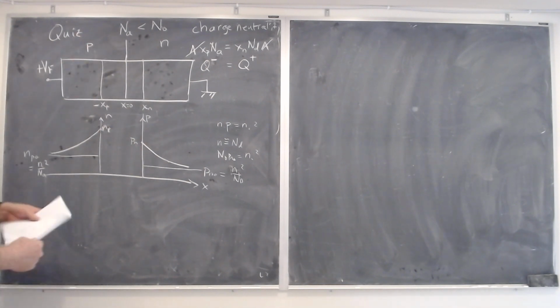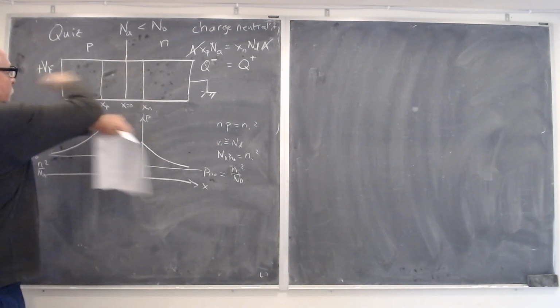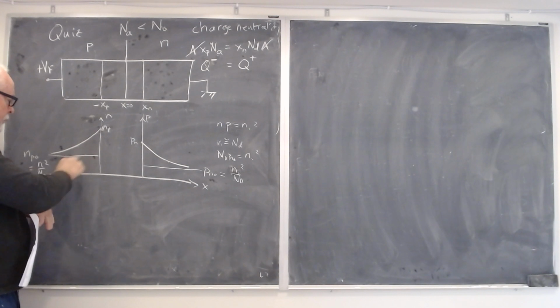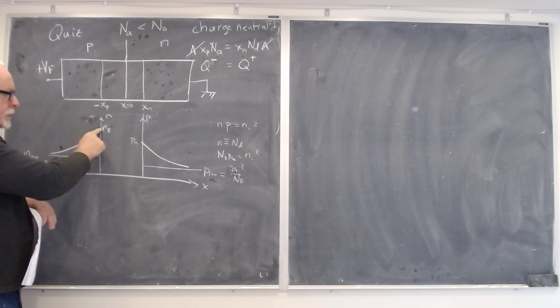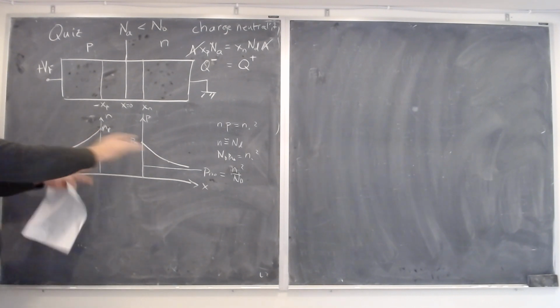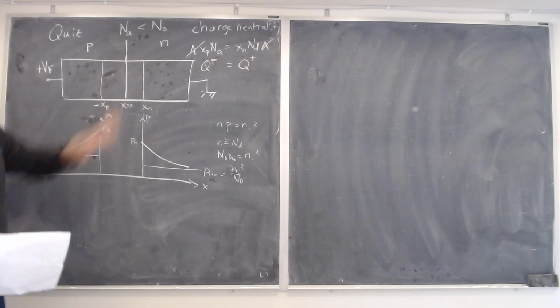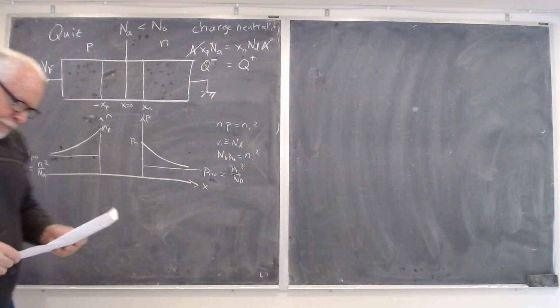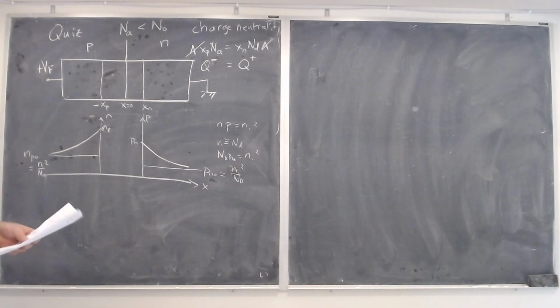Get it? So when I lower the barrier, I get electrons and holes. If Na is smaller, I get more electrons. So it all kind of fits together. This picture fits together with that sort of reasoning. Okay.